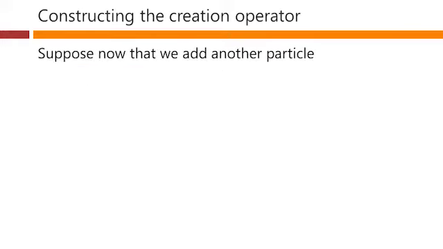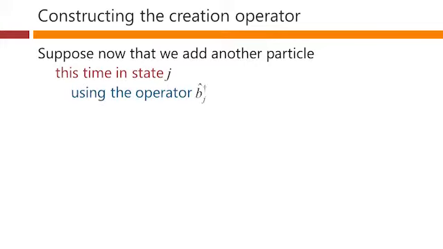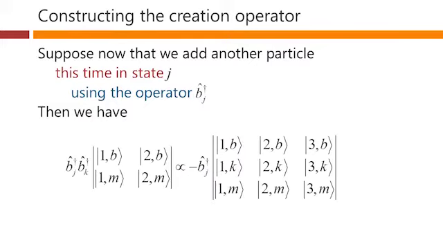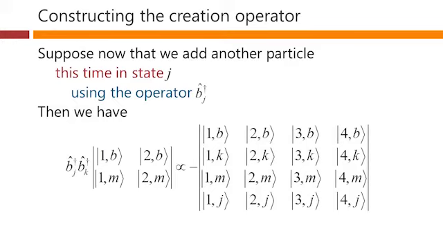Suppose now that we add another particle, this time in state J. Now we're going to use the operator BJ dagger to create a particle in state J, mathematically. Then we have the following behavior. Here was our BK dagger acting on this state. It gave us minus all of this here, and now we have to act with the BJ dagger operator. And that is going to give us the following state. It's going to add this row on the bottom and a column on the right, the row on the bottom with all the J's in it. We still have our minus sign from before as a result of the BK dagger acting on this state.